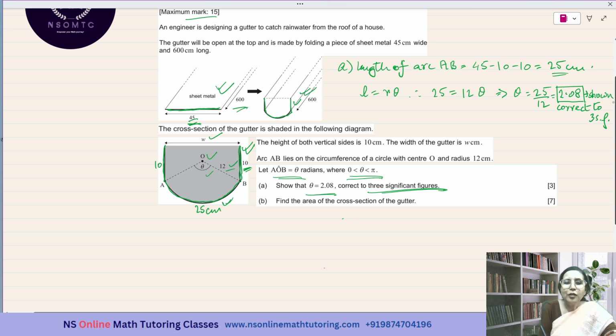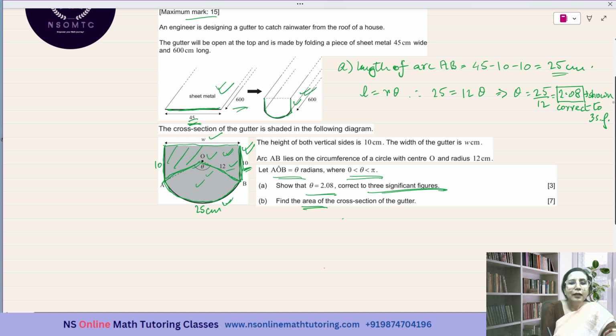Coming to subpart B. Find the area of the cross section of the gutter. That means the area of this shaded region. So, one thing that we can do is find the area of this sector AOB. That is very easy. We know the formula for the area of the sector. But we have to add to this area the area of this portion.